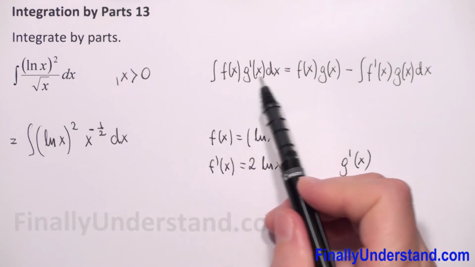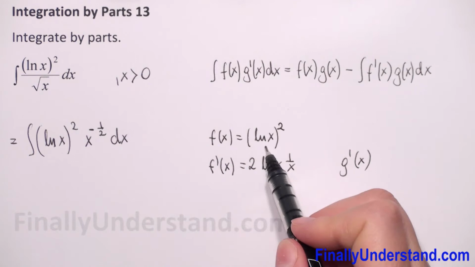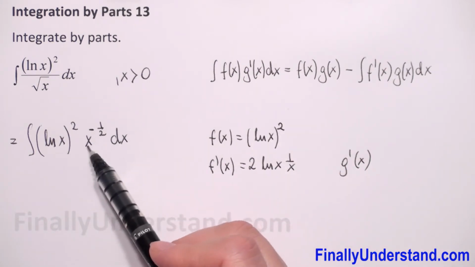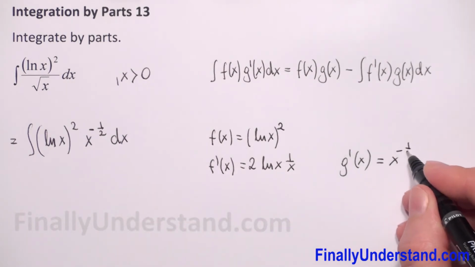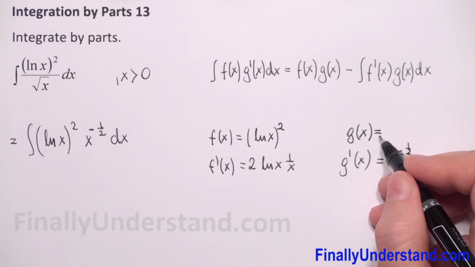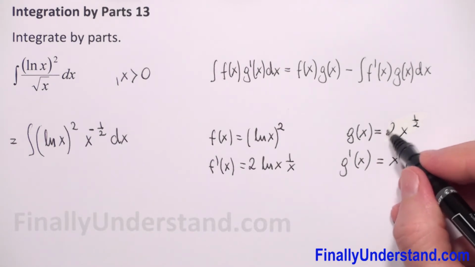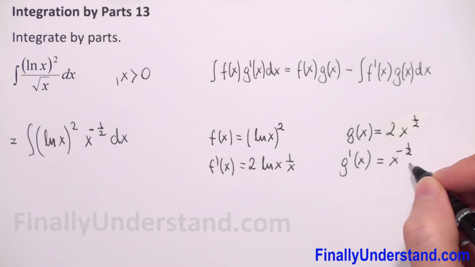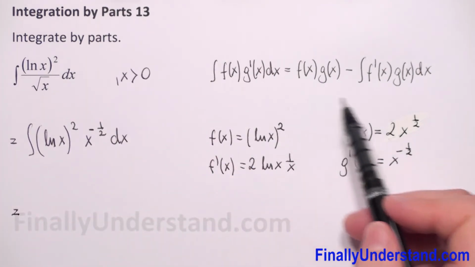Why? Because we have to use this formula. I put for f the square of natural logarithm of x, so whatever is left, in this example x to the negative 1/2 power, must be equal to g prime. So our g is equal to 2x to the power 1/2. When you take the derivative of this function, we get exactly the same expression. So now we have to do substitution into this formula.